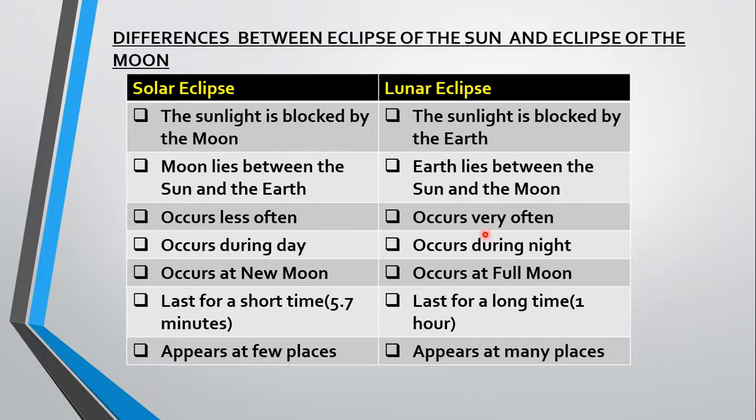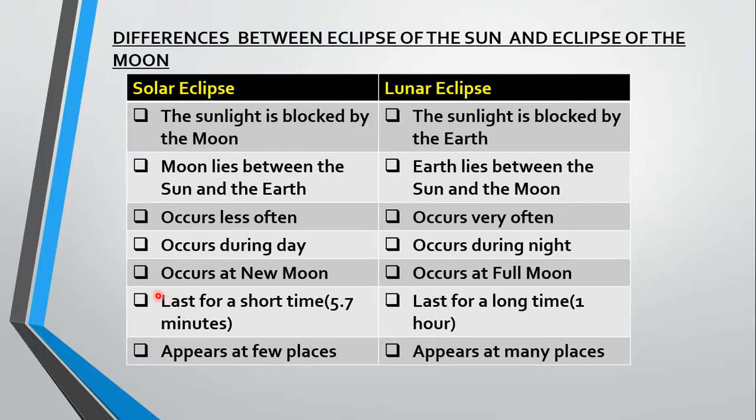Now lunar eclipse occurs very often, usually twice every year. Twice every year. Okay? Alright. Now let's move on to time of the day. We're saying that solar eclipse occurs during the day, when there's daylight. And under lunar eclipse, it occurs at night.